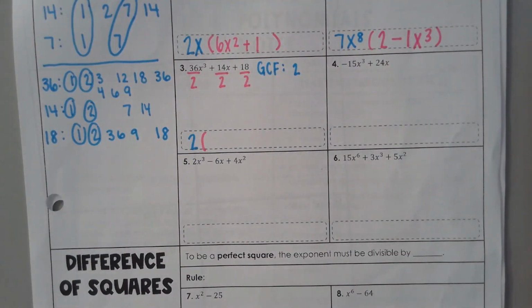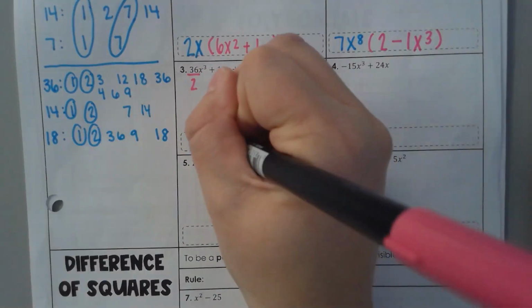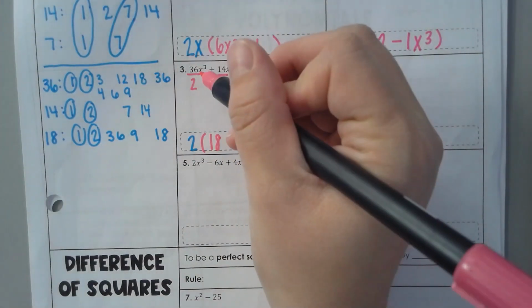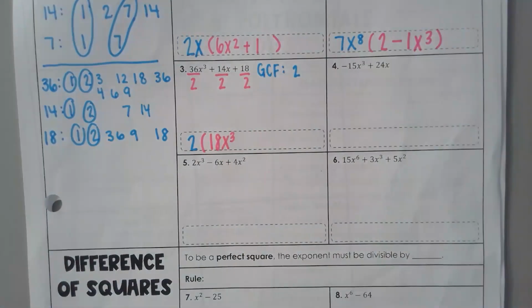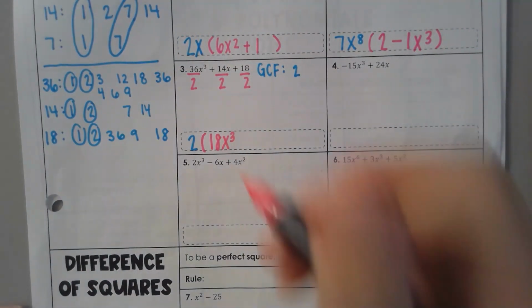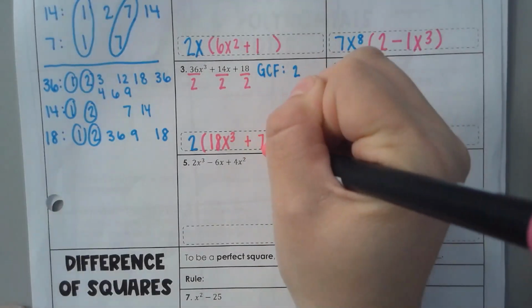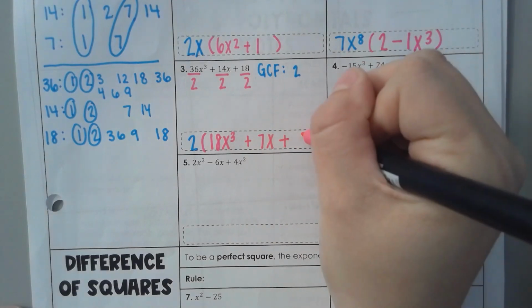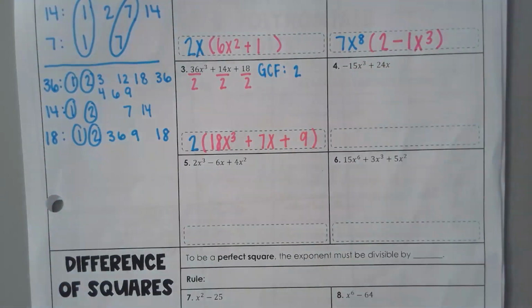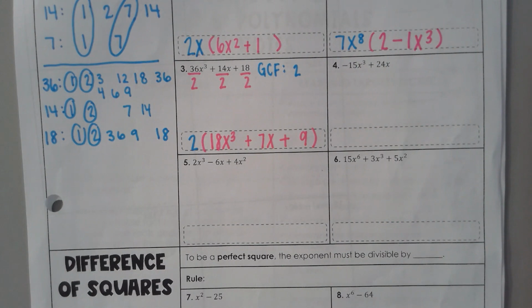What's 36 divided by 2? 18. And since I didn't divide out any of the x's, I still have x to the third. Plus 7x plus 9. Good. Any questions?